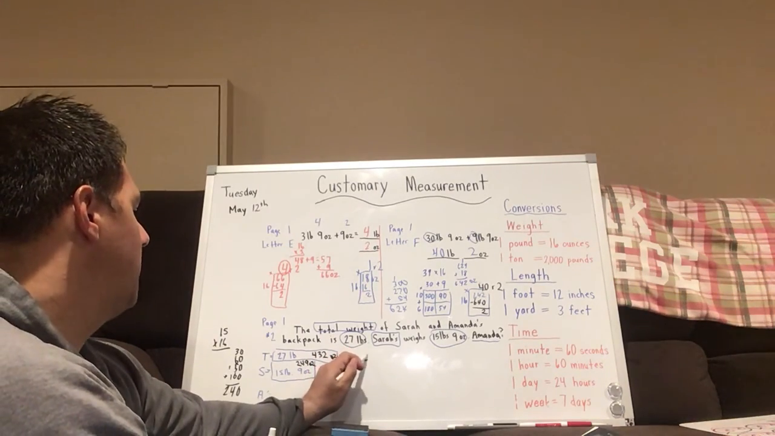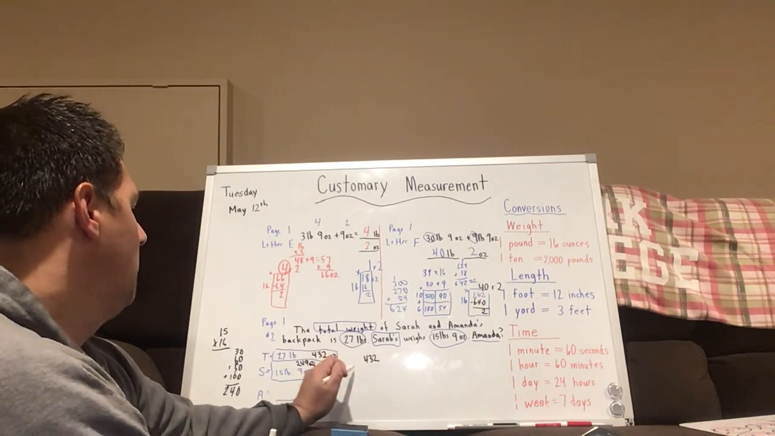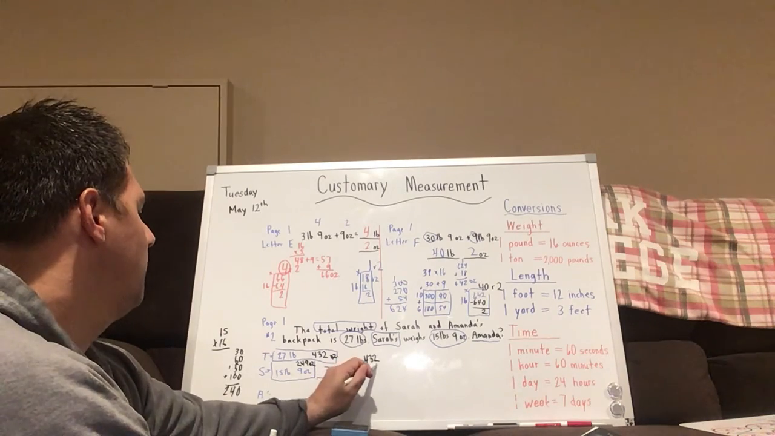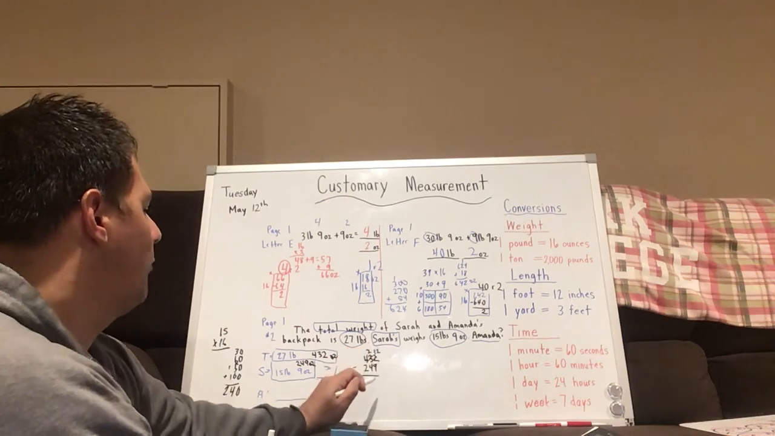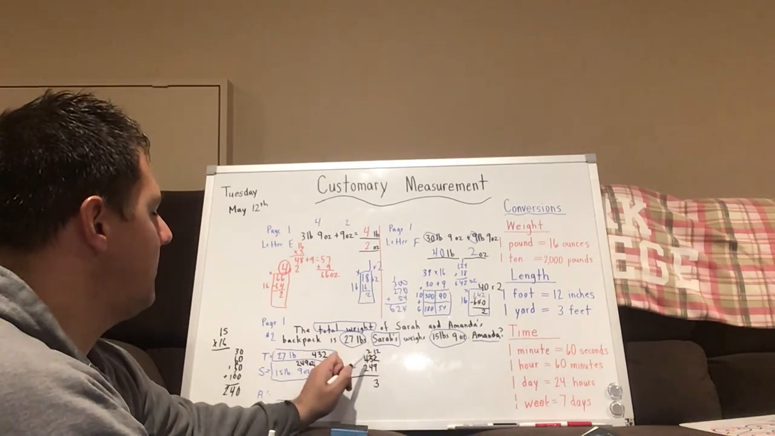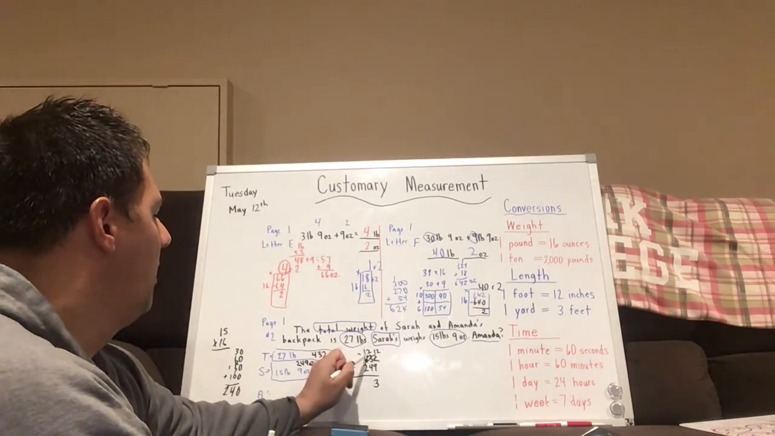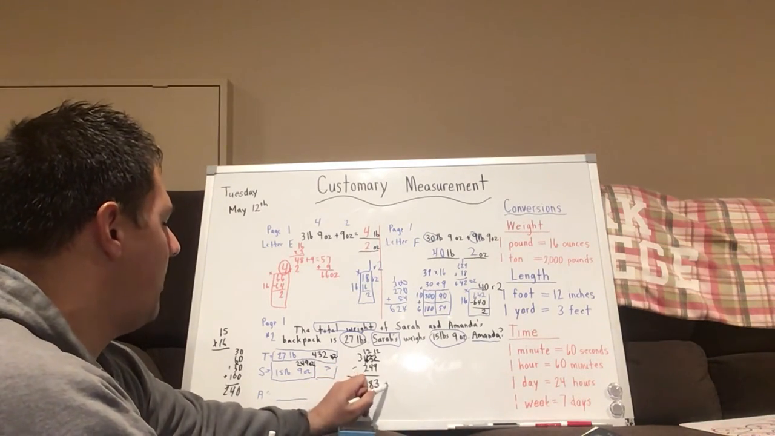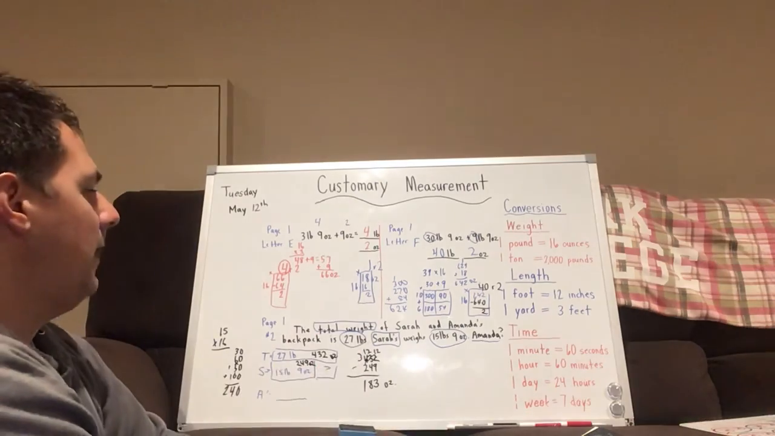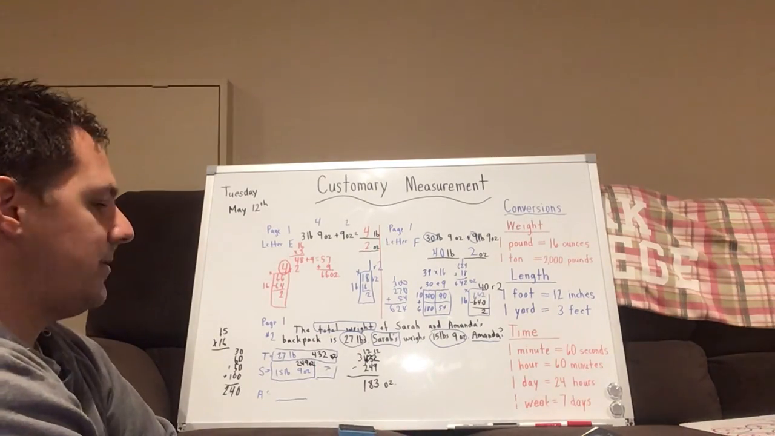So 432 minus 249. 2, that becomes a 12. 12 minus 9 is 3. I can't do 2 minus 4, so I have to borrow. 12 minus 4 is 8. 3 minus 2 is 1. So I know that Amanda's backpack is 183 ounces.